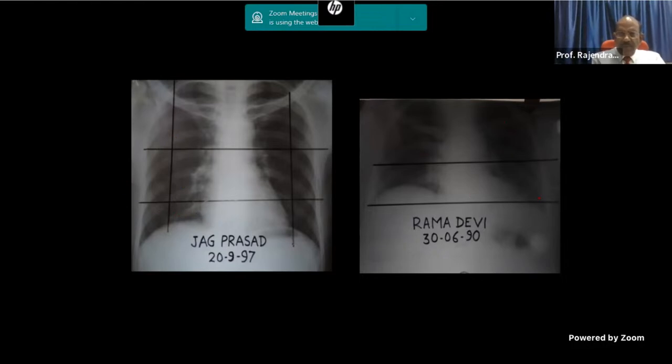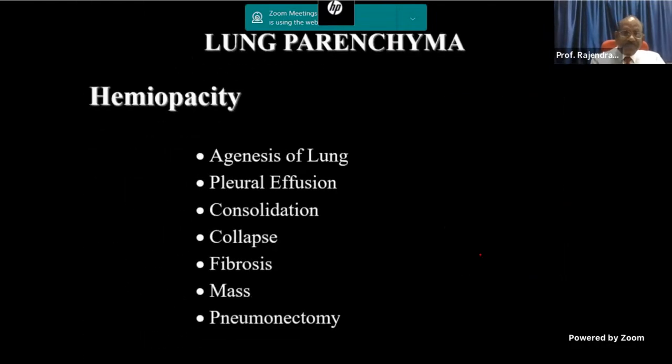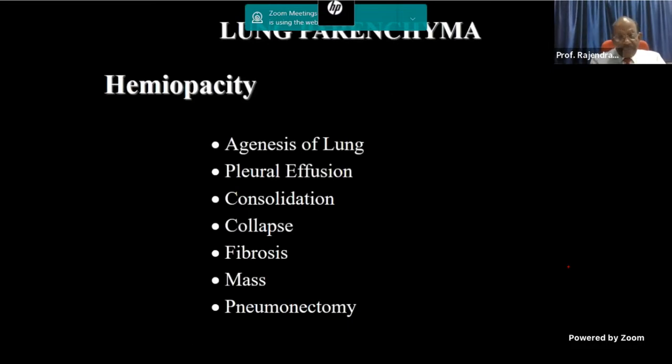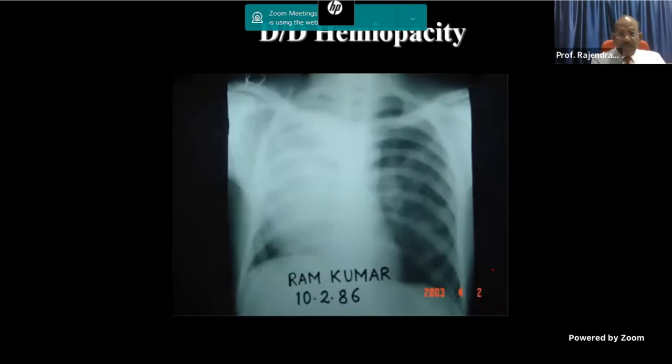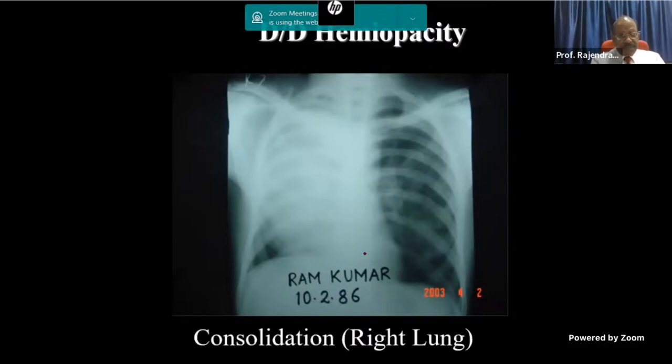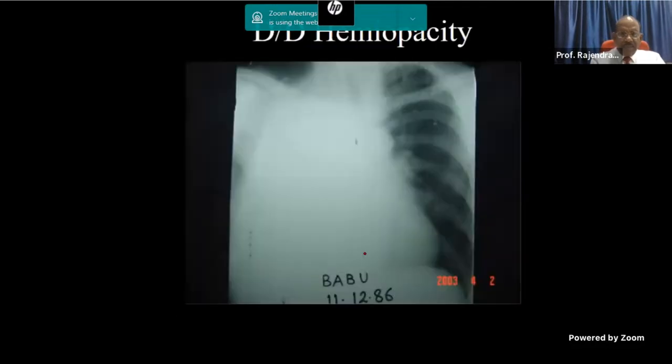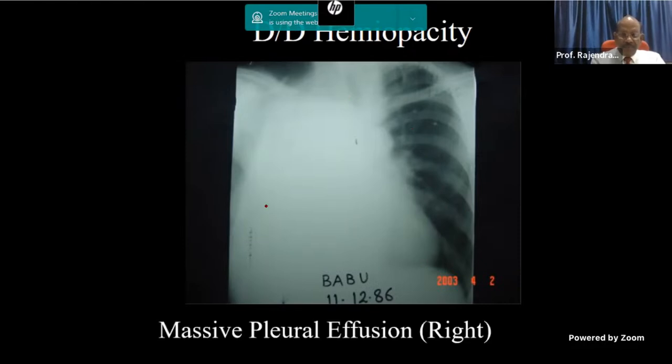And you see this film was done in expiration, so only the upper and middle zones are visible, the lower zone is not visible. And when you find a shadow involving one of the lungs like this, a radiopaque shadow involving the whole of the lung without any mediastinal shift, trachea is normal, heart is normal, so this is nothing but a consolidation. And then you find a radiopaque shadow with mediastinal shift towards the opposite side, like the heart has come. This was a massive pleural effusion.